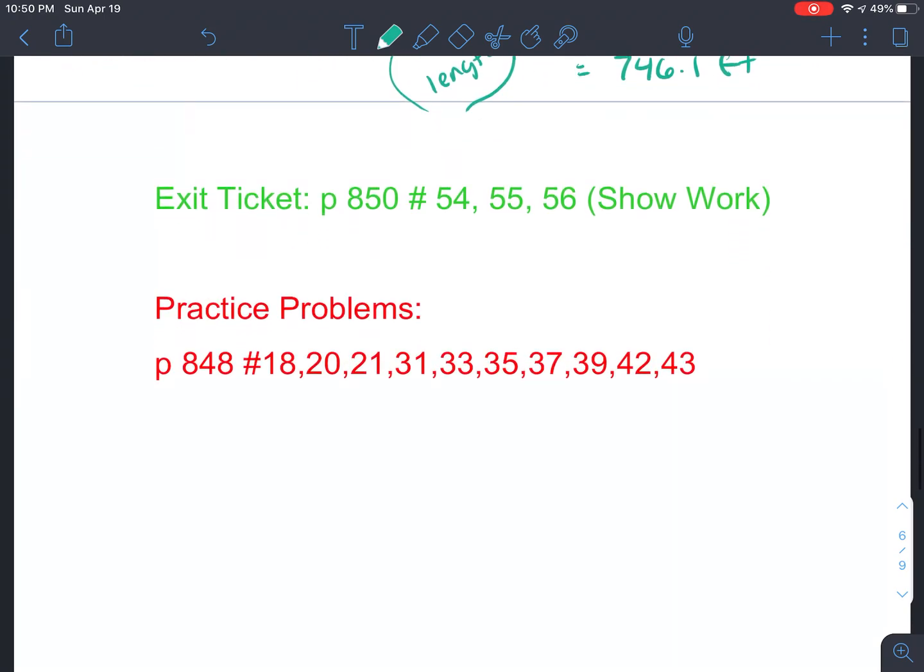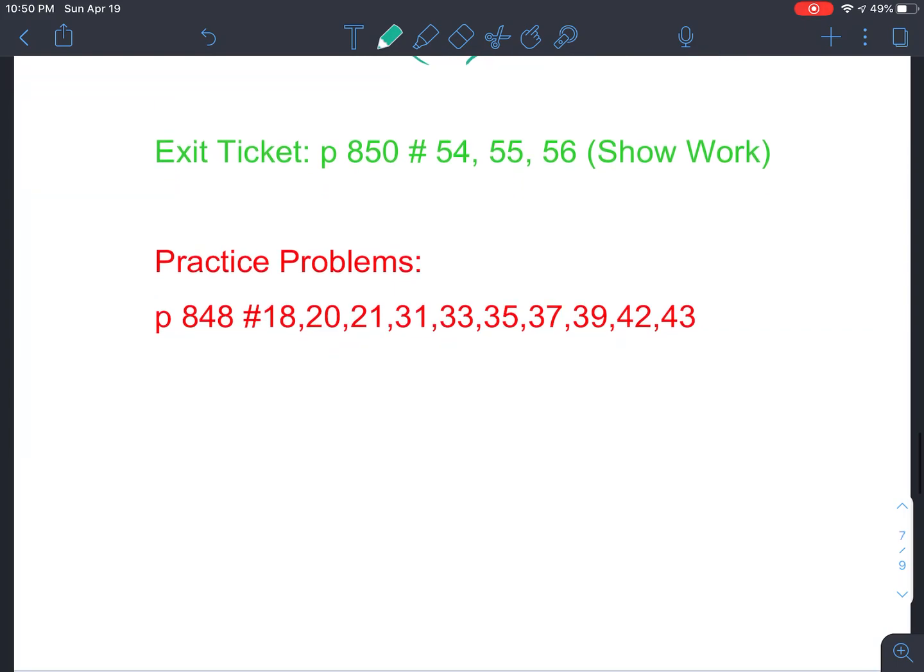Okay, so what I'm going to ask for you to do, you're going to submit the exit ticket, which is those 3 numbers right there. They are multiple choice, so please make sure you show work. And then these are the practice problems that I'm going to ask you to try on your own, which I will be posting the answers to shortly.